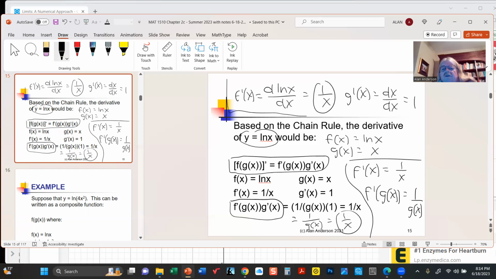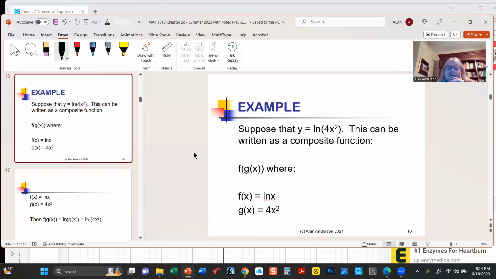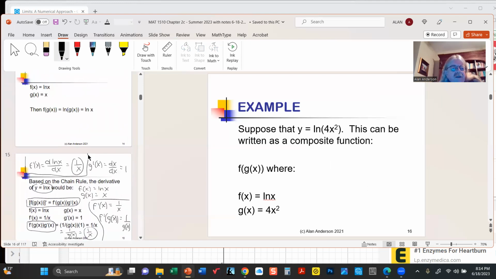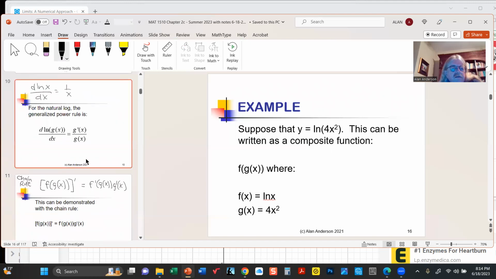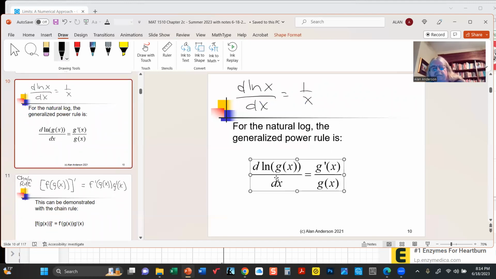So this rule is a direct consequence of the chain rule, right? That's where it comes from. So why don't we try another one? This time, it's a little messier because it's not just log of x, it's log of f of x. Now, remember, before we saw that when we have something like that, here it is. Let me just copy this.